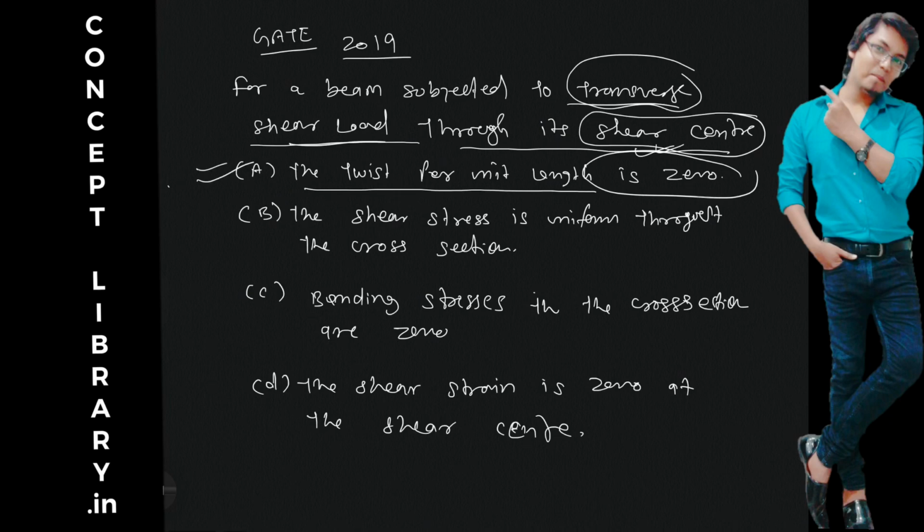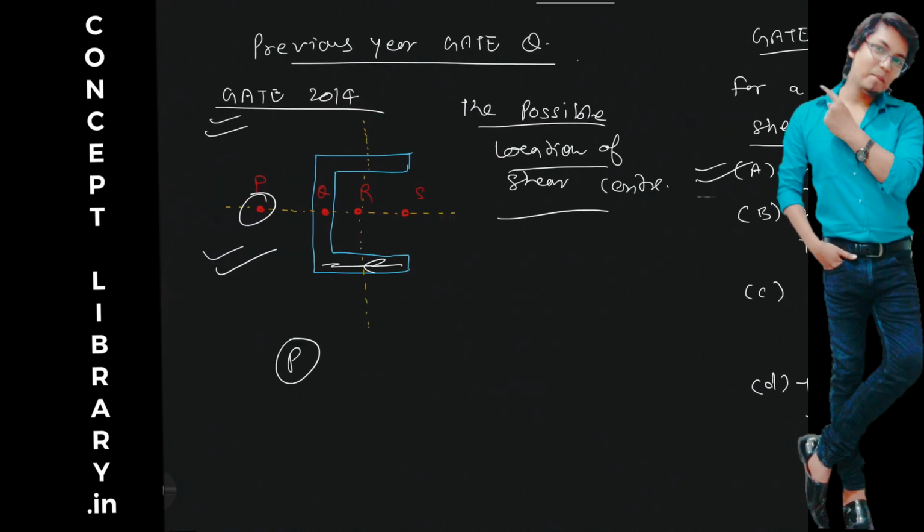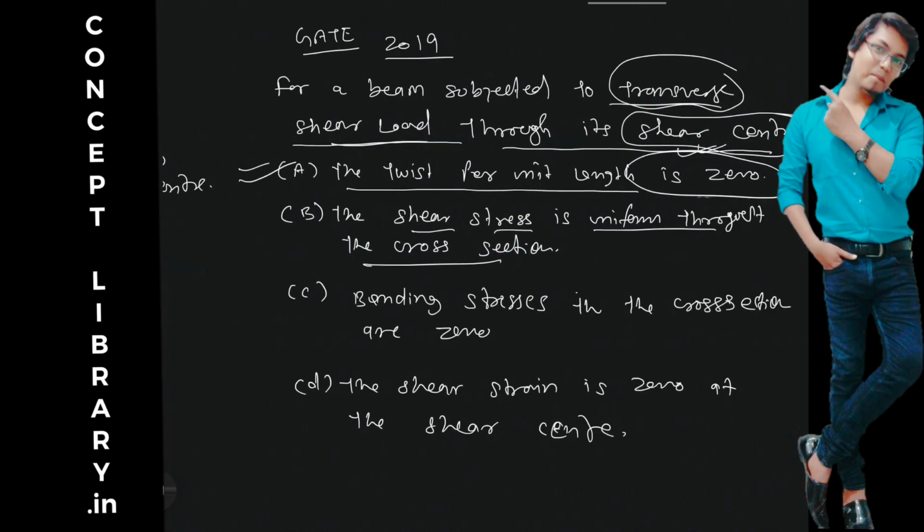Let's read options B, C and D, because I'll explain something. The shear stress is uniform throughout the section. Yes, shear stress can be uniform. Make sure what is 0: twist is 0, shear stress can be there. I mean to say, suppose you have a beam here. In this beam you can have shear stress. These lines are shear stress only, right? So shear stress can be there, no problem.